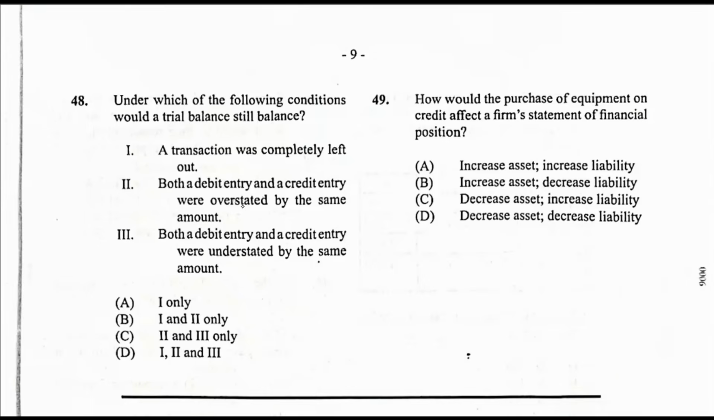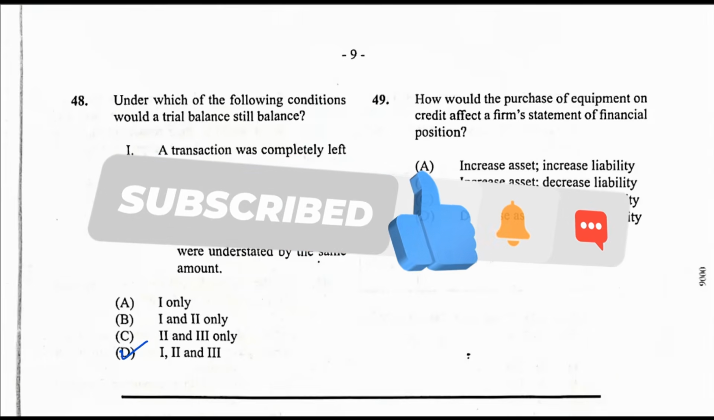Both debit and credit were overstated by the same amount. So even though it was a mistake, we had the wrong figure, it was by the same amount, therefore the debit side will still be equal to the credit side. Both the debit and credit entry were understated by the same amount. Again, since it was an error, but the error was the same on both sides, it will still balance because the debit balance will be equal to the credit balance even though the figures were wrong. So guys, all of them will actually cause the trial balance to still balance because in all of the situations, even though they were wrong, the debit side will still be equal to the credit side. Good job, guys.